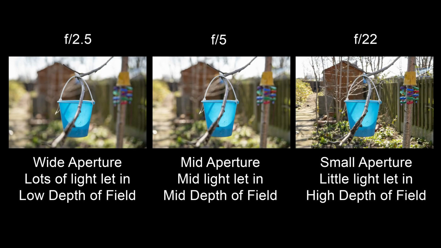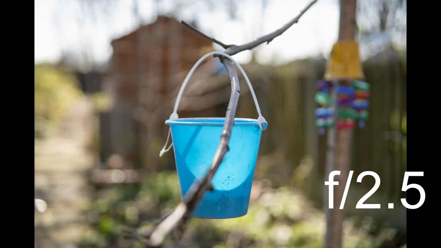So here's a set of 5 exposures at different f-stops, so you can see how the depth of field is affected. The first exposure is going to be 2.5, and that's when the aperture is really wide, so you have a very low depth of field. And you notice there, only the bucket that I focused on is in focus. The shed and the branch in front is really soft.